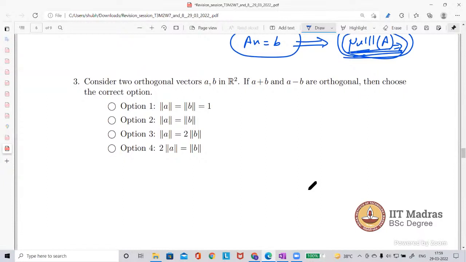Yeah, so let's move on to the next week. That's all for this week, I think. Yeah, sorry, what remains is orthogonal and inner product. So let's solve this one. Maybe while solving we can. It is option 2, sir.